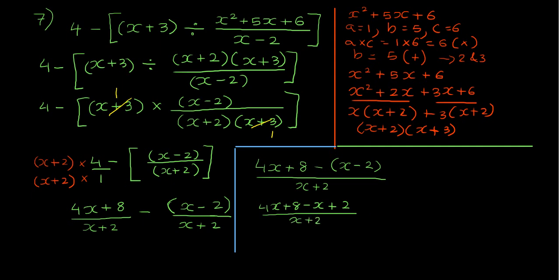4x minus x is 3x, and 8 plus 2 is 10. So it'll be 3x plus 10 over x plus 2. And that's my final fraction. Interesting. Can I simplify? No, I can't. I can't factorize 3x plus 10, so I'll just leave it as it is and not simplify. And that's that. End of this question.